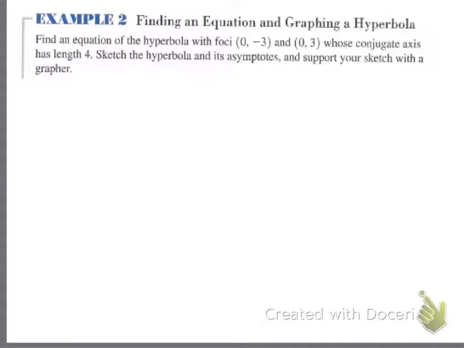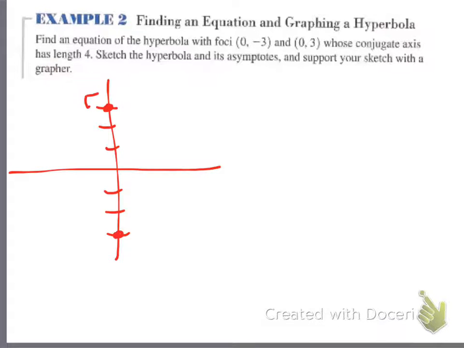Okay, they want us to find the equation of the hyperbola with foci 0, negative 3, and 0, 3, whose conjugate axis has length 4. Sketch the hyperbola and its asymptotes and support your sketch with a grapher. Now, first things first, when I graph this, here are my foci. My foci are on the y-axis.